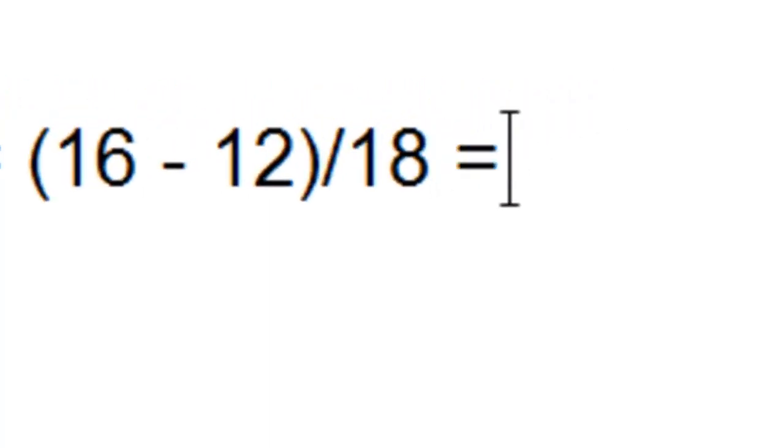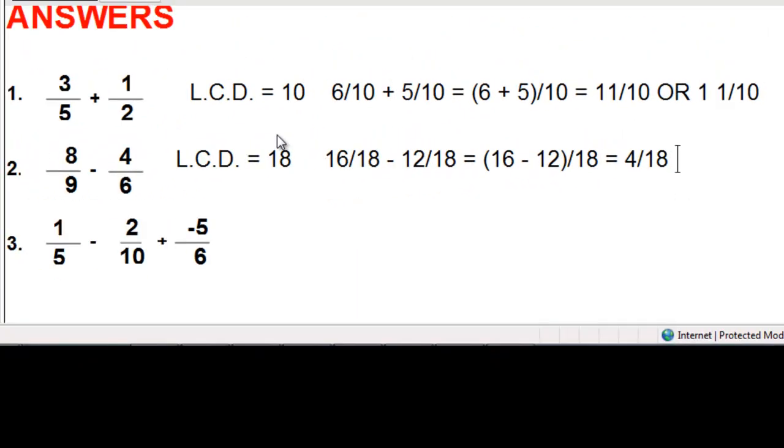And then you do the subtraction. That's 16 minus 12 over 18, which is 4 over 18. And you can divide the top and bottom by 2. So that's 2/9.